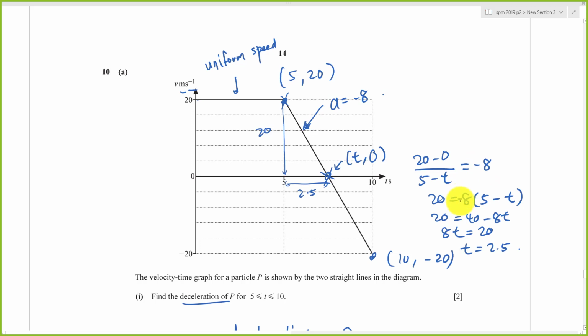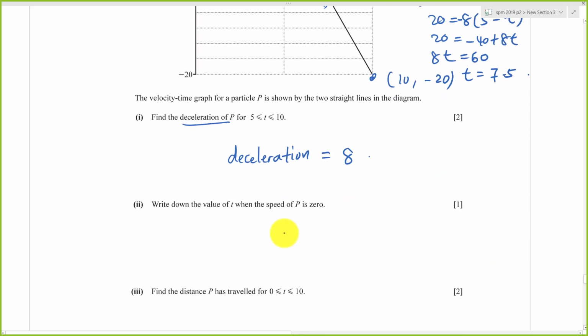Okay, this one should be negative, because this one should be negative 40 plus 8t. So 8t equals 60, t equals 7.5. Yep, because I should be able to straight away get the coordinates. So yeah, this is how you do it if you want to get 7.5 for your time.